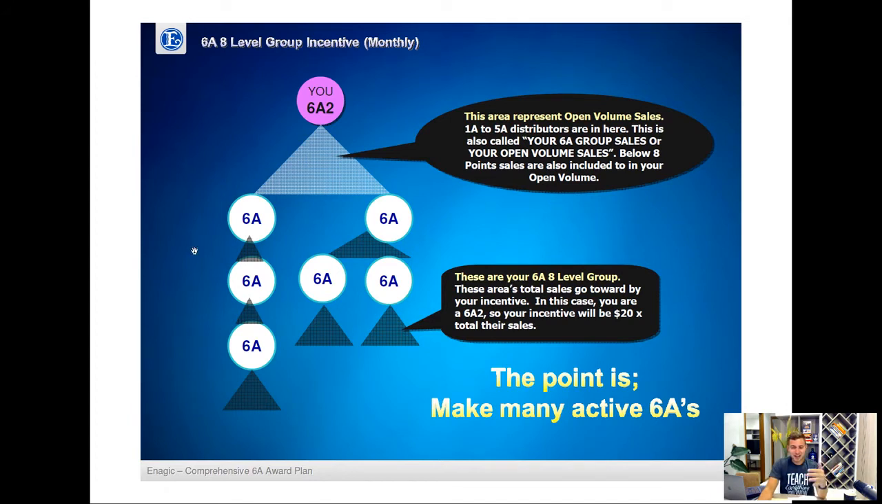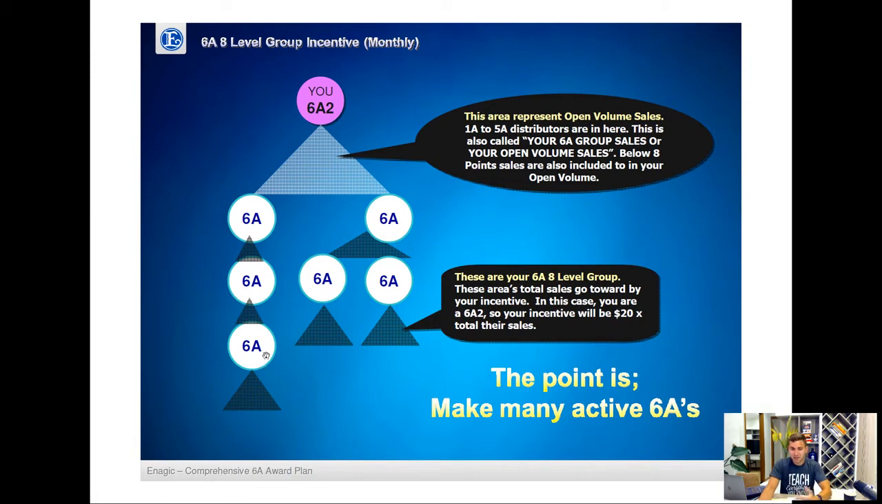So these down here below your 6As, any sales made below your 6As, these are called your 6A group sales. Now there are 8 levels deep. Right now we only see 1, 2, 3 levels deep, but this literally goes on 8 levels of 6As.